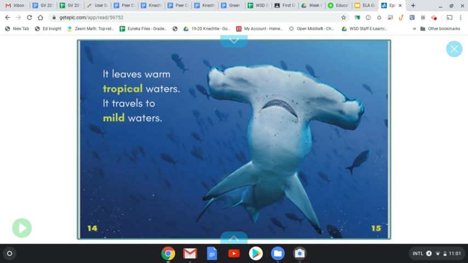It leaves warm tropical waters. It travels to mild waters. So it's leaving the warm water and is going to kind of cooler water. They must not like the really hot waters.